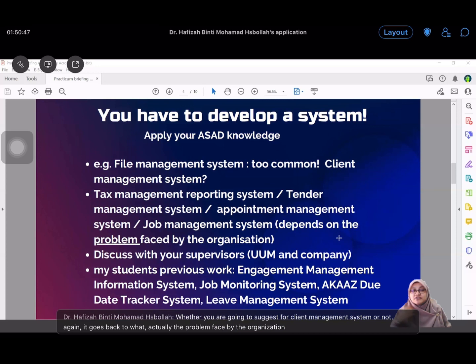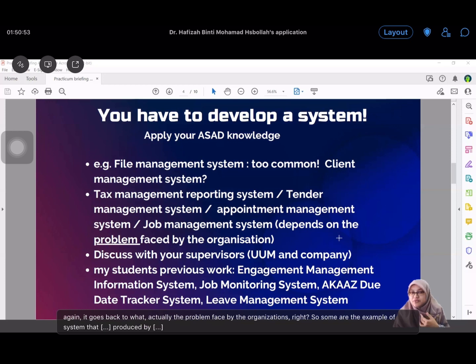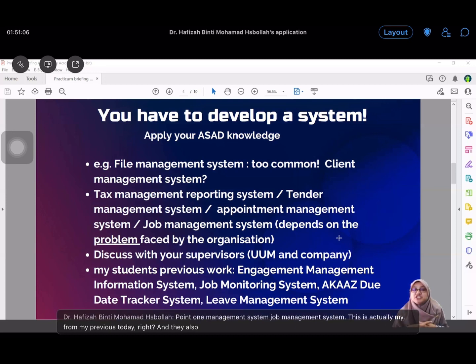All right. Some other examples of systems produced by AIS students: tax management reporting system, tender management system, appointment management system, job management system. These are actually from my previous students. They also prepared, for example, an engagement management information system, an ACAS due date tracker system, and a leave management system. These are the samples that students prepared during their practicum.